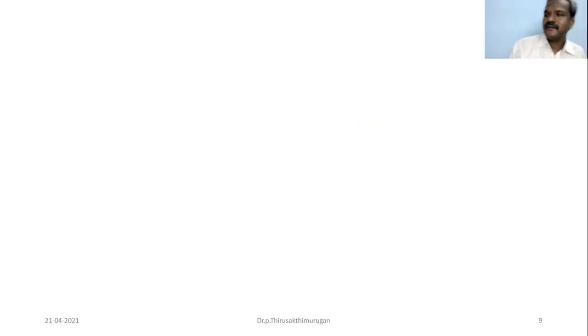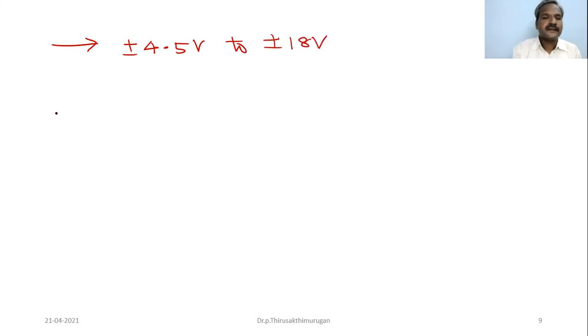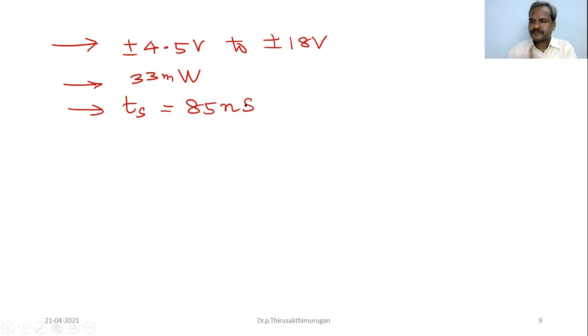So, what are the specifications? The power supply we have to give for the chip is plus or minus 4.5 volts to plus or minus 18 volts. This is all spec. The power dissipation is 33 milliwatt, and the settling time is 85 nanosecond.